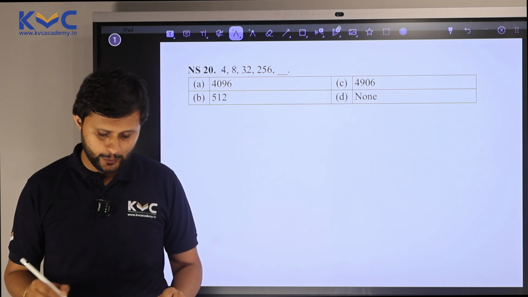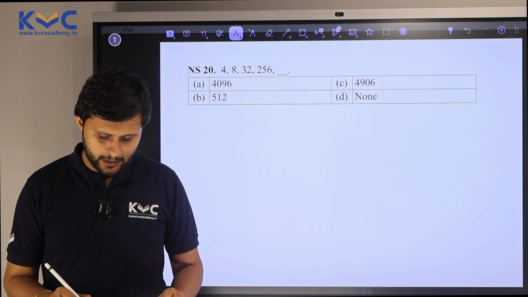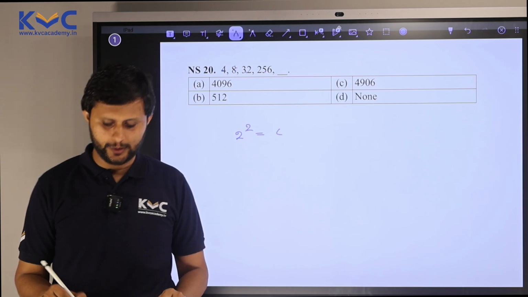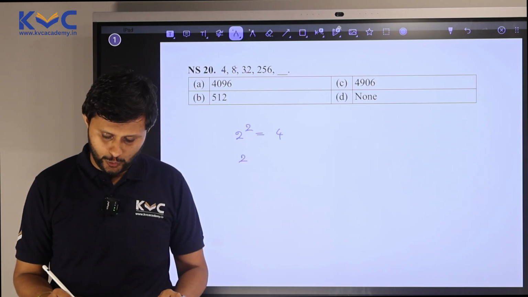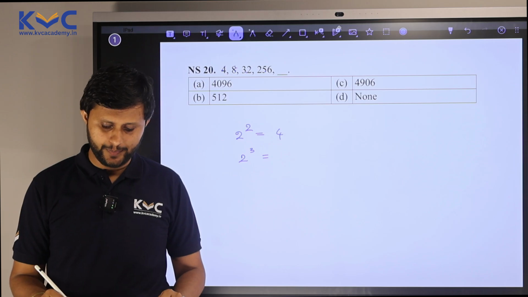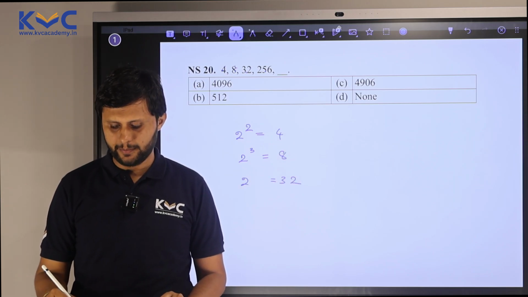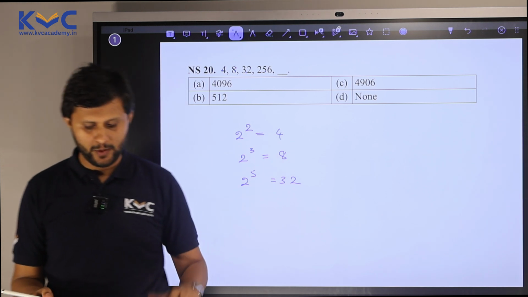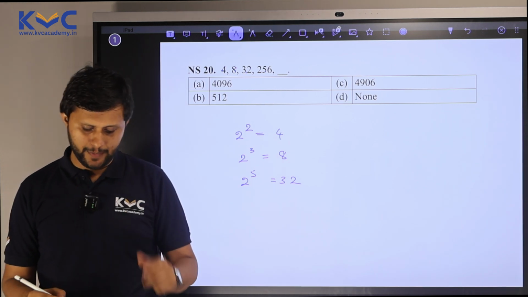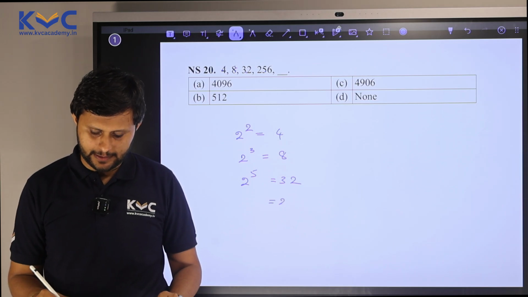Correct? So we have 4, which is 2 square. 2 square is 4, correct? Yes. Then we have 2 cube. 2 cube is equal to 8. What is 32? 32 is 2 to the power 5. These are perfect powers of 2. 4, 8, 32. Okay. And then we have 256.